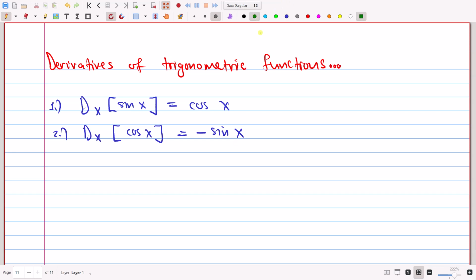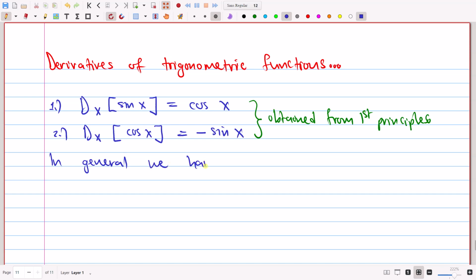If you want to know where we get these results from, they are obtained from first principles. Every time you should just be aware that when you differentiate a sine, you get a cos, and when you differentiate a cos, you get a negative sine. But now what you should know is that in general, we have the following.